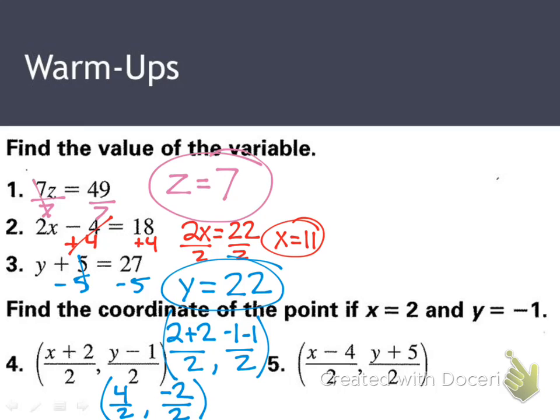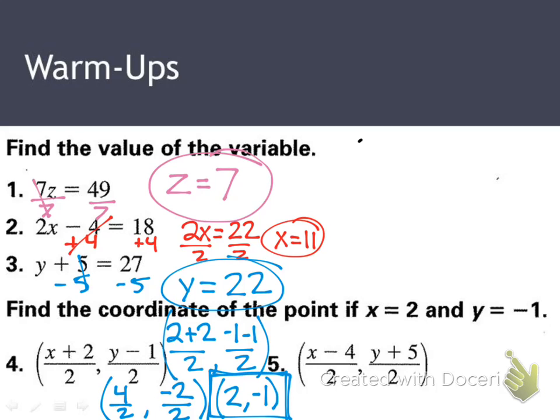What is 4 divided by 2? 2. And what is negative 2 divided by 2? Negative 1. So our solution here is an ordered pair. 2 comma negative 1. And I know it's an ordered pair because the problem started out as an ordered pair and we have x's in the front and y's in the back. Any questions on that one?